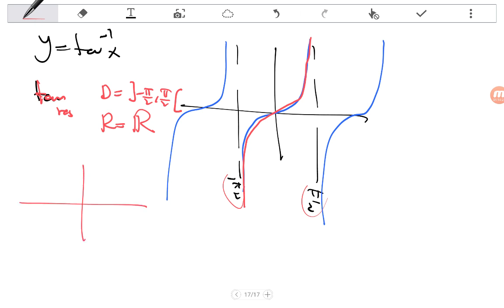What is the graph of tan inverse? It will be something like this. Tan inverse is an odd function. Why? Because the tan is an odd function, so its inverse would be odd.